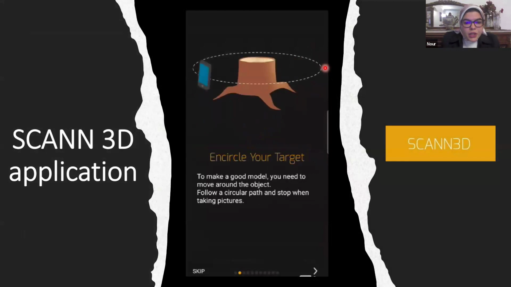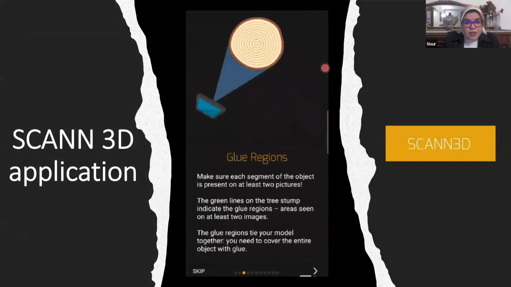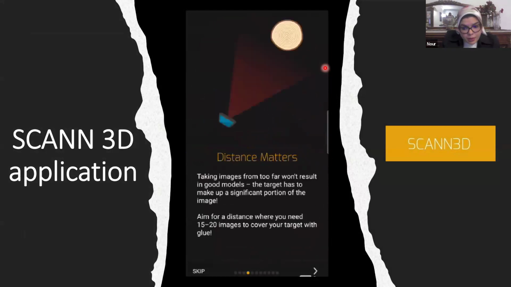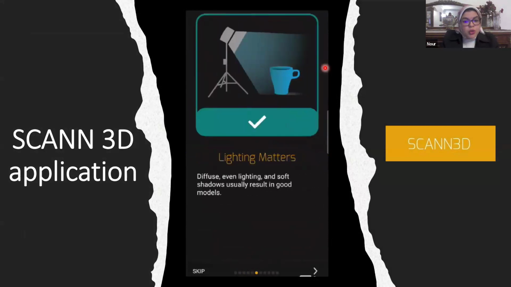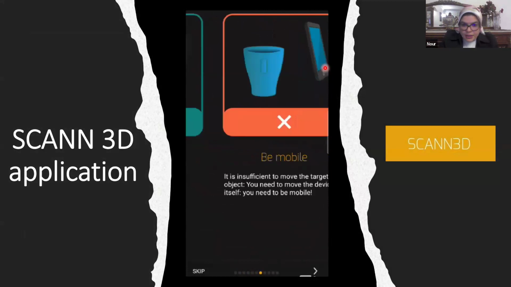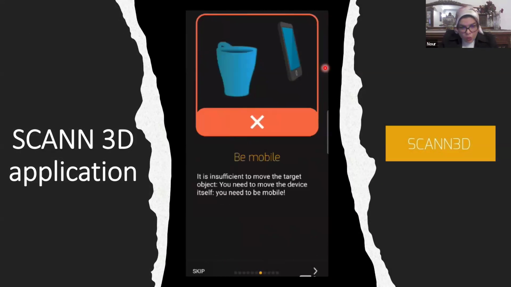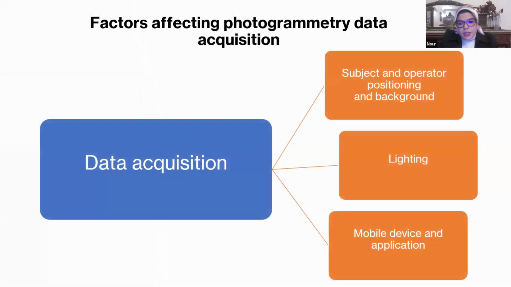This is another application that says you have to encircle your target. It gives nice instructions as well, and it also discusses the stitching. In simple terminology, it says you have to glue your regions, and green lines or green dots are your goal. When you see green lines, this means that it's stitching nicely. Also, the lighting matters so much. You do not want a dark room, you do not want to cast shadows, and you do not want to be over or underexposed. Also, you should be moving rather than rotating your object.